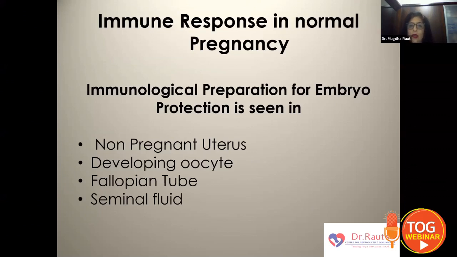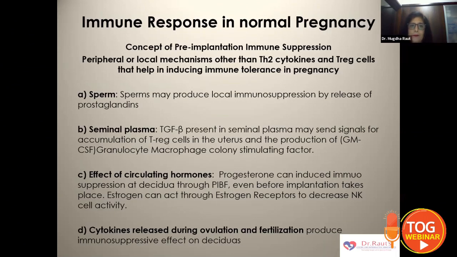So let us see where this immunological preparation of the embryo protection is seen. It is seen at the level of the non-pregnant uterus, which we have already seen, the developing oocyte, the fallopian tube, and the seminal fluid. Next slide. Now the concept of pre-implantation immune suppression occurs at different levels. At the sperm level, which we discussed, the seminal plasma, the effect of circulating hormones and cytokines released during ovulation and fertilization. Next slide.